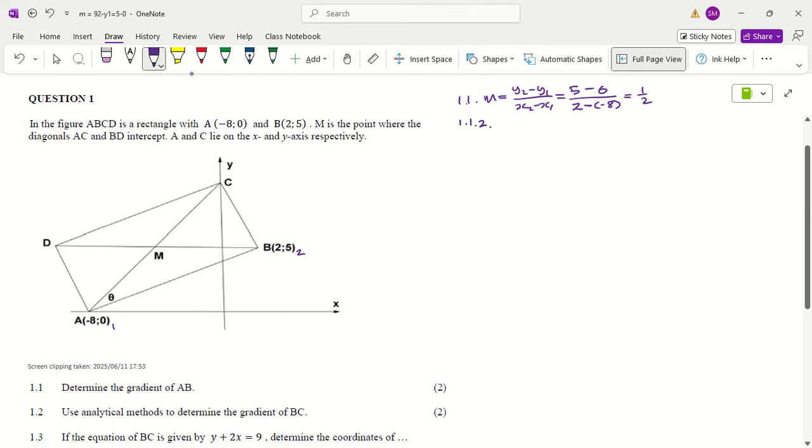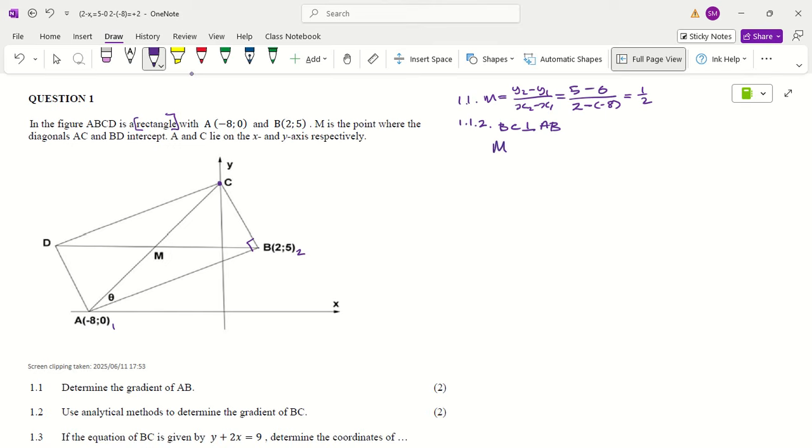For 1.1.2, we are asked to use analytical methods to determine the gradient of BC. Now BC is the line from B to C, and we can see that point C here is a y-intercept. We are told that this is a rectangle, and we know with rectangles we have right angles. So when we see a right angle, we can say that BC is perpendicular to AB because this is a rectangle.